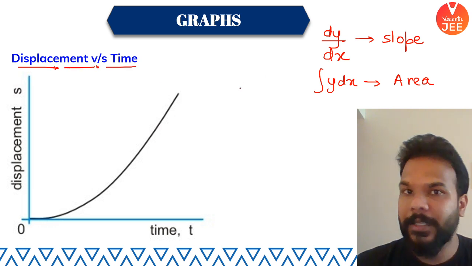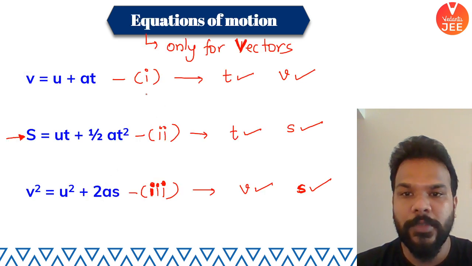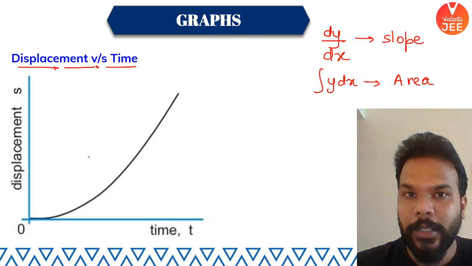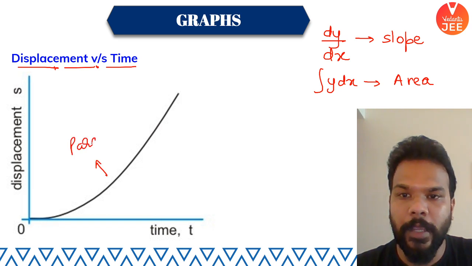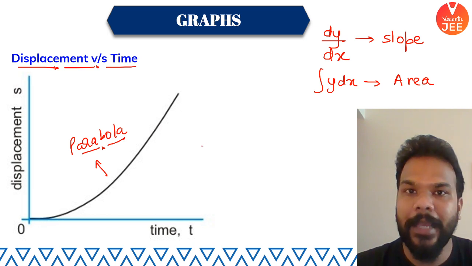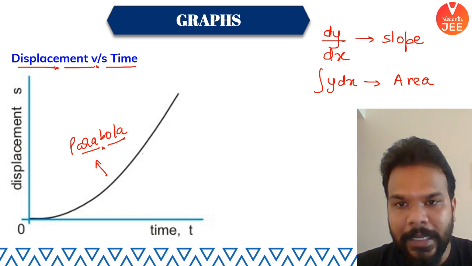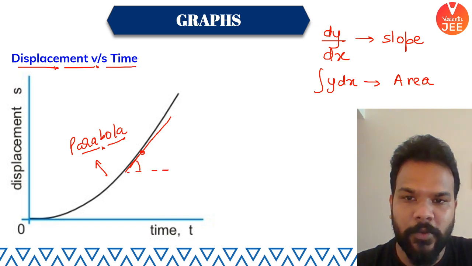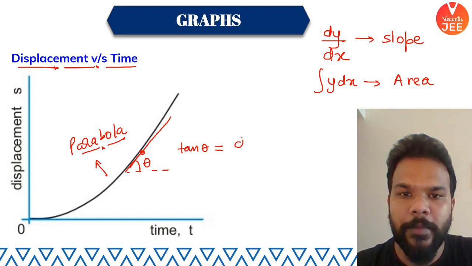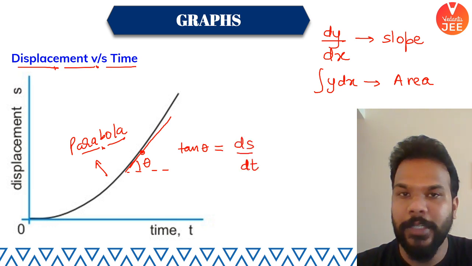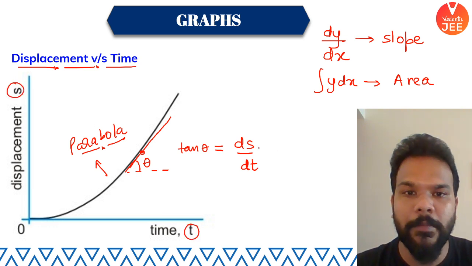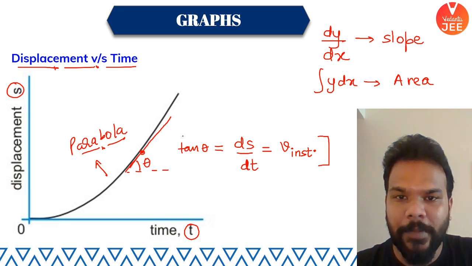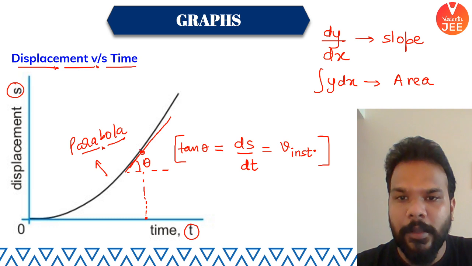If we are ever dealing with the displacement versus time graph in uniformly accelerated motion, first of all, you see that the equation is s equal to ut plus half at square, which says that displacement is proportional to t square. So the graph is basically a parabola. The displacement versus time graph in uniformly accelerated motion is a parabolic graph. And at any point on the graph, if I draw a tangent, then the slope of that tangent, that means tan theta, is ds by dt, change in y upon change in x. On the y axis you have displacement, on the x axis you have time. So what you are actually calculating is change in displacement upon change in time, which is nothing but the instantaneous velocity at that particular time instant.